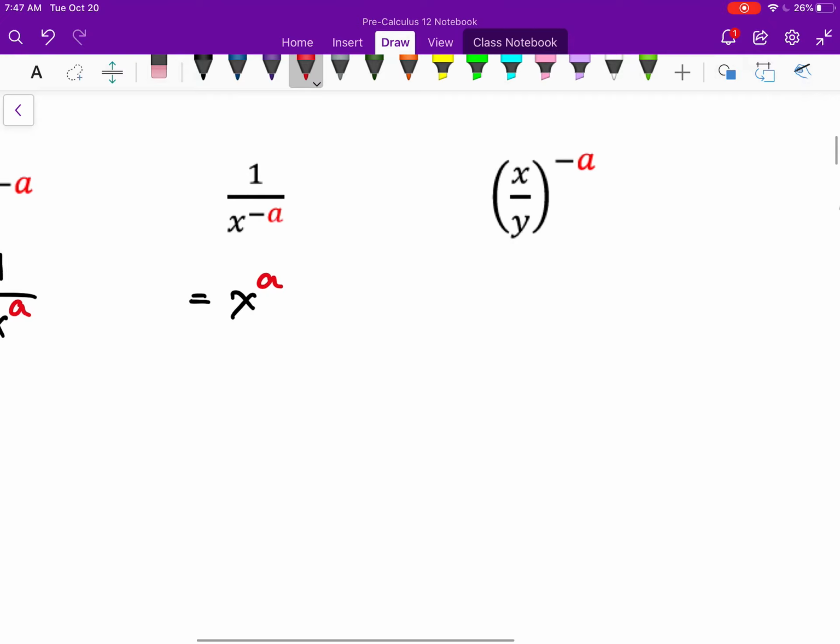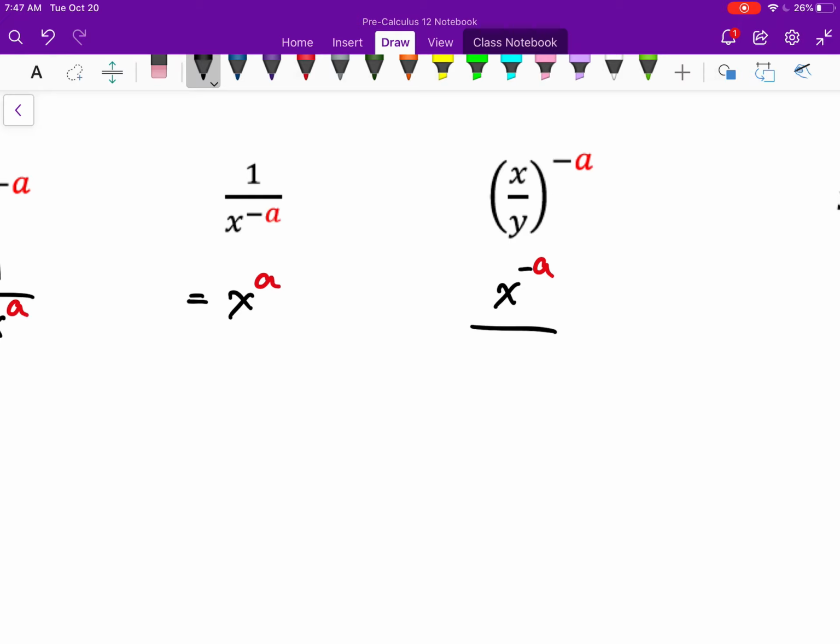And what if you have multiple factors all being multiplied or divided to the same negative exponent? Well, in this case, I can rewrite each of these individually to that power and then combine that with what we just saw. I can rewrite both of these as positive exponents. So x to the negative a is the same as x to the positive a in the denominator, and y to the negative a in the denominator is the same as y to the positive a in the numerator.